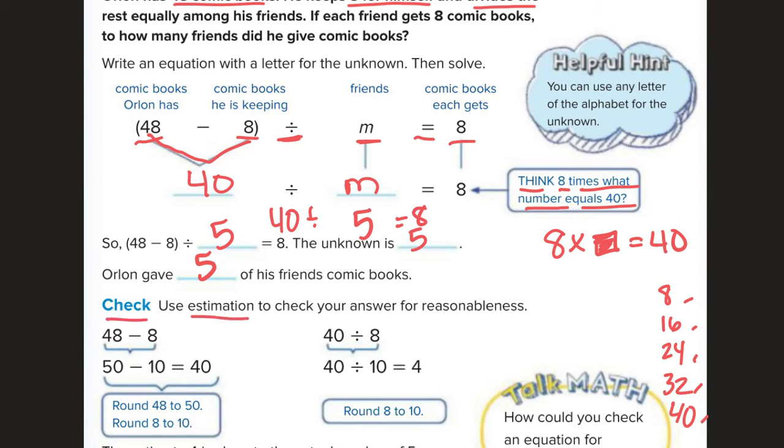For our check, we could use estimation. So I'd say 48 minus 8. I could think of it as 50 minus 10 is about 40. And then 40 divided by 8 is about the same as saying 40 divided by 10, which is 4. Is 4 close to 5? Yes, it is.